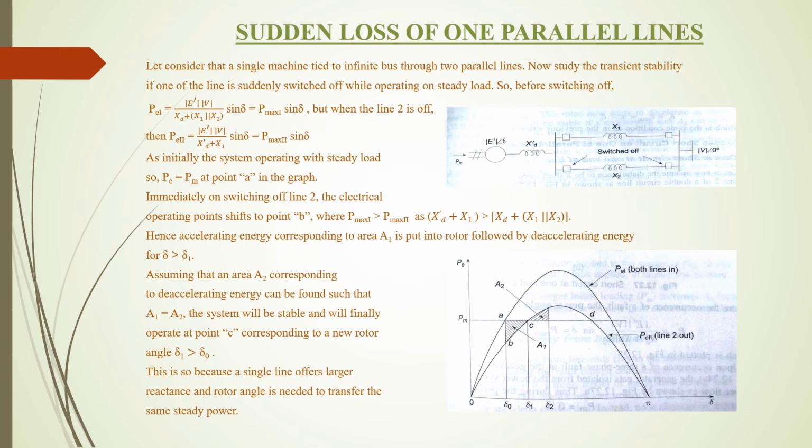Initially the system operates with steady load, so Pe equals Pm at point A in the graph. Immediately on switching off line 2, the electrical operating point shifts to point B in the graph, where Pmax1 is greater than Pmax2, as Xd' plus X1 is greater than Xd plus X1 parallel X2. Hence, the accelerating energy corresponding to area A1 is put into the rotor, followed by decelerating energy for δ greater than δ1. Assuming that an area A2 corresponding to decelerating energy can be found such that A1 equals A2, then the system will be stable and will finally operate at point C corresponding to a new rotor angle δ1 greater than δ0. This is so because a single line offers larger reactance and a larger rotor angle is needed to transfer the same steady power.